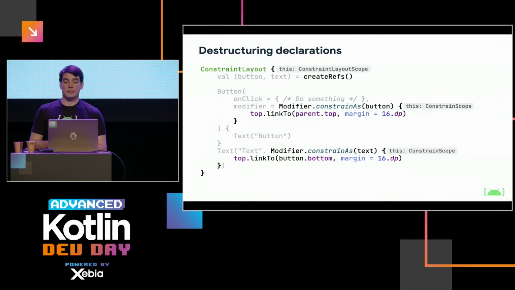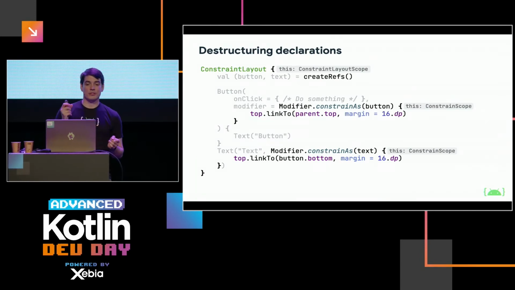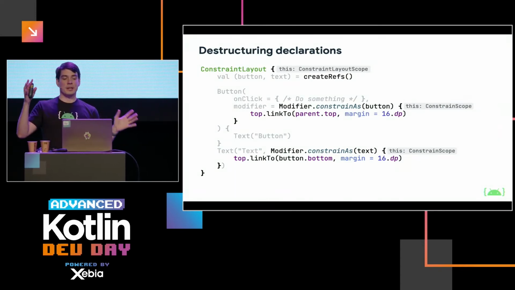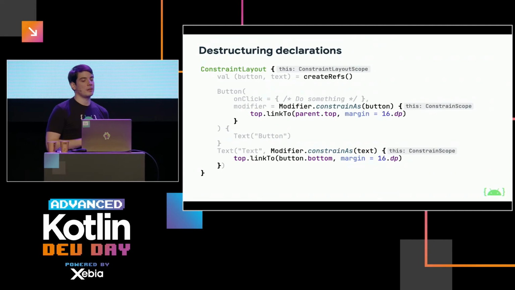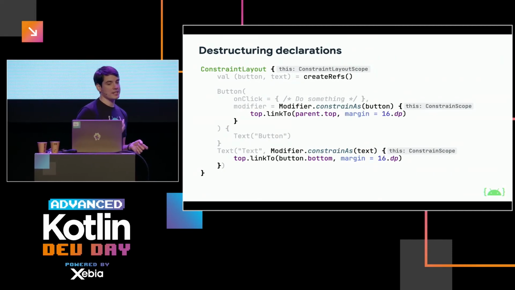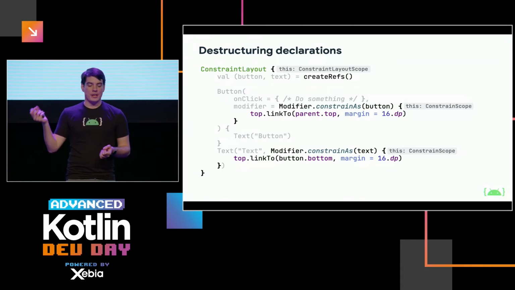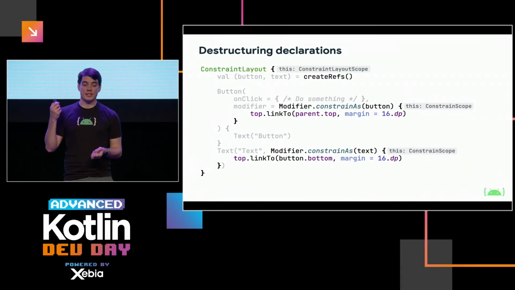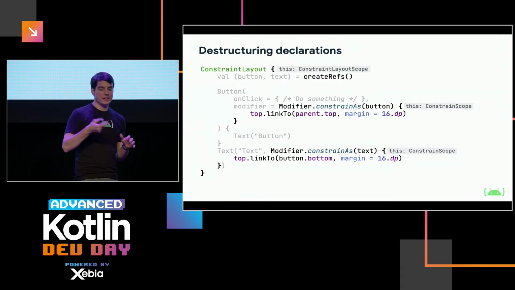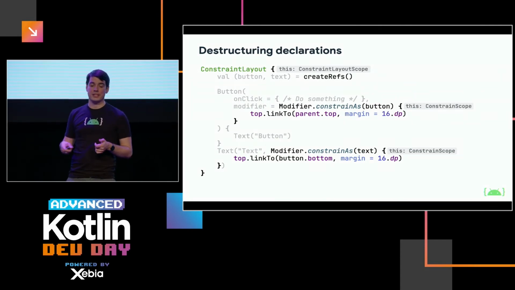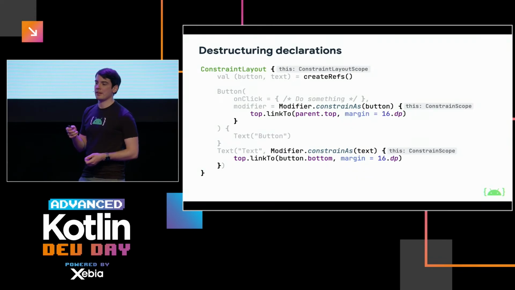An interesting bit of information here is that all of these APIs that we're using, so the create_refs function call and the constraint_as modifiers, all of these are contained by scopes in Compose. So for example, the function that we're passing into constraint layout has a receiver which has the type constraint layout scope, and that's where that create_refs function is coming from. That means that create_refs cannot be called outside of this scope that the lambda passed to constraint layout creates.